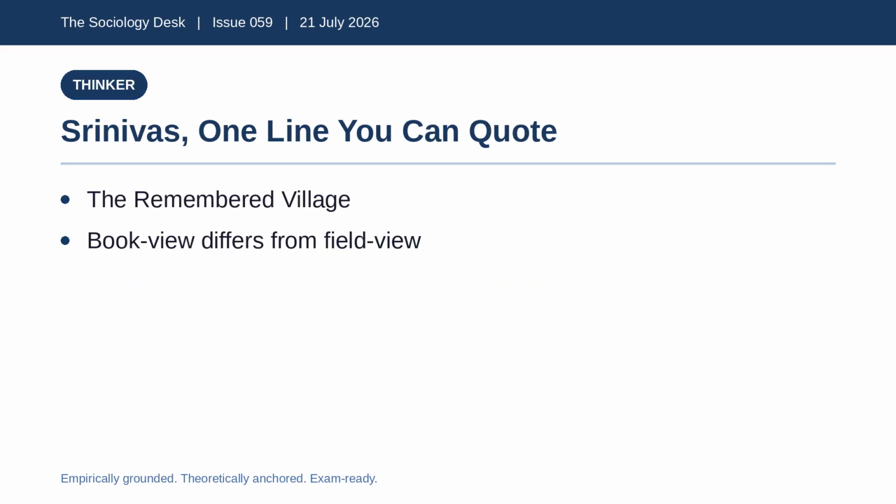Here is your quotable formulation for this topic. M.N. Srinivas argued, in The Remembered Village, that the sociologist's book view of caste as a fixed, textually ordered hierarchy differs sharply from the field view of caste as it is actually lived and self described by people on the ground. Attribute it exactly like that: thinker, work, and idea, and you signal command of the subject in a single sentence.